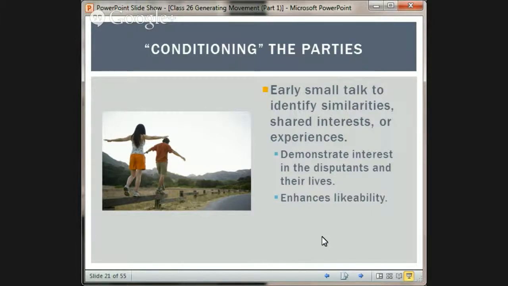If you're showing that you share an interest... there's a story about, I'm going to forget his name now, but he was involved in negotiating the Irish peace accords. At one point, when the parties were completely at impasse, he called a recess and asked the parties to start talking about the things they like to do outside of the negotiating room, things they do as hobbies, or things they participate in because they're interesting to them.